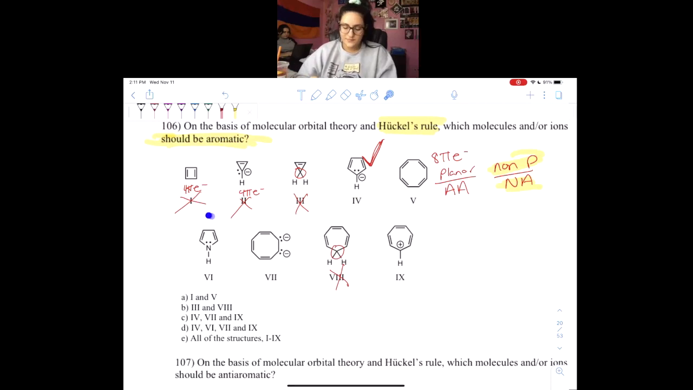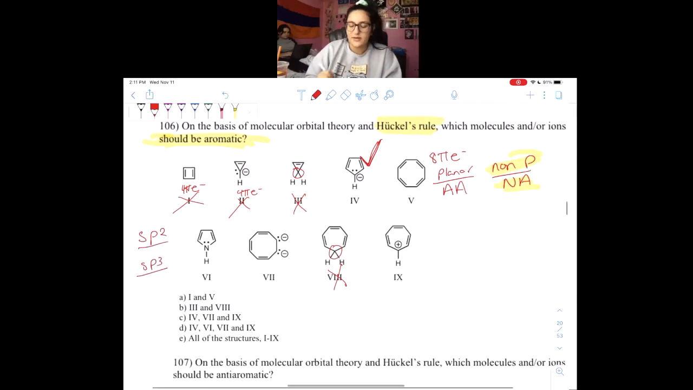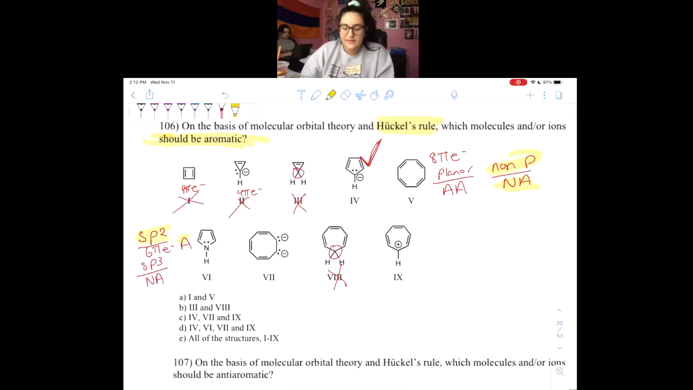So moving on, we have this molecule. And we have to be able to tell whether the nitrogen is going to be sp2 or sp3. We know that if it's sp3, it will be non-aromatic. If it's sp2, we will have 2, 4, 6 pi electrons, and we know that this will be aromatic. We know that aromatic is more stable than anti-aromatic. So this ring will end up being aromatic, and the nitrogen is sp2.